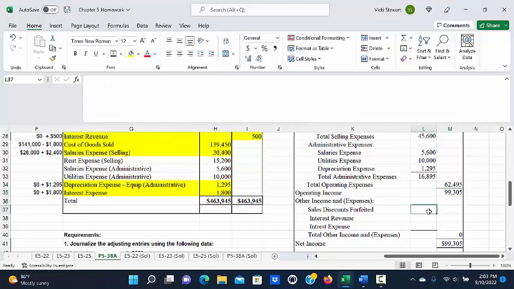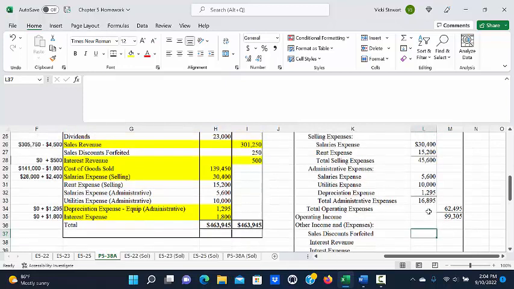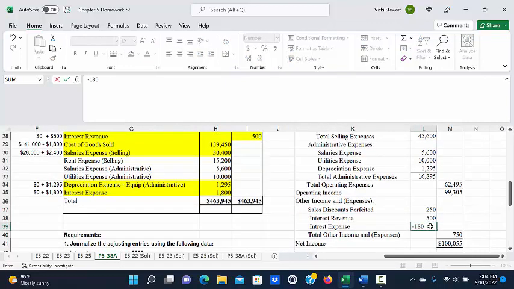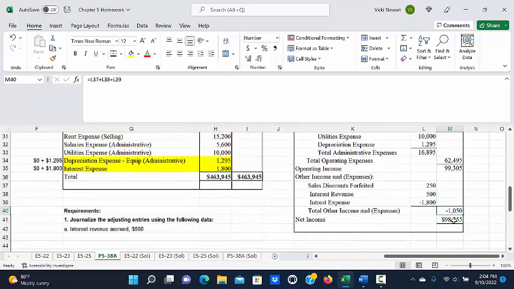$99,305. But we also need to subtract or add our other income and expenses. So we go back to the adjusted trial balance, and we see that we have sales discounts forfeited of $250. We have interest revenue of $500, and we have interest expense of $1,800. So that gives us a total other expense of $1,050, which will be subtracted from operating income to give us net income of $98,255. And that is the conclusion of the demonstration for problem 538A.